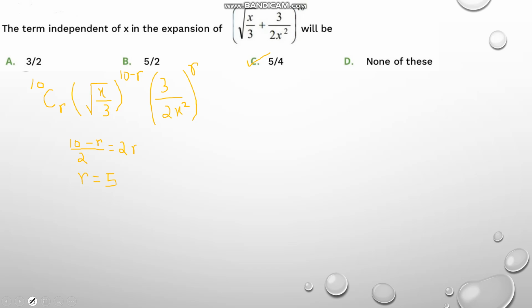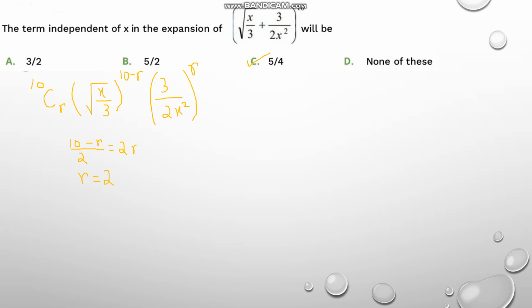Sorry, my fault. 5r is equal to 10, so I just mistakenly wrote 5. You can understand mistakes take place to me only. Anyways, yeah.